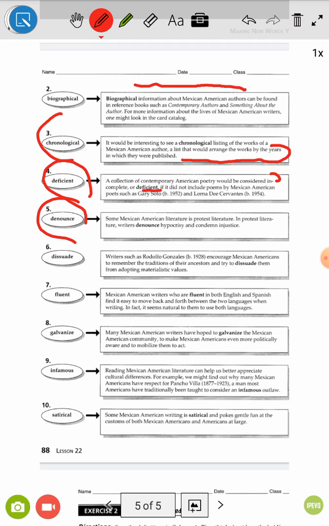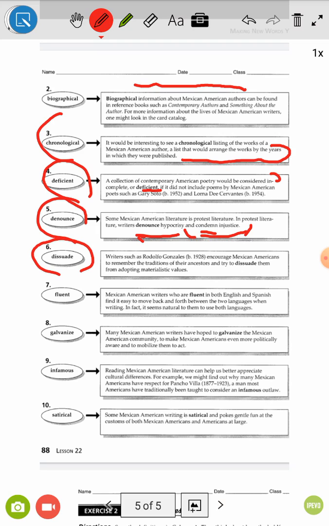We have denounce. Mexican American literature is protest literature. In protest literature, writers denounce hypocrisy and condemn injustice. Look, we join this part and this part with and. So what they do, denounce hypocrisy. And what else? Condemn injustice. So denounce means condemn, refuse, reject.